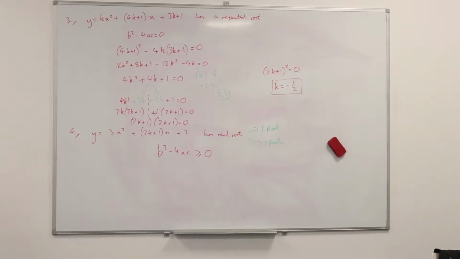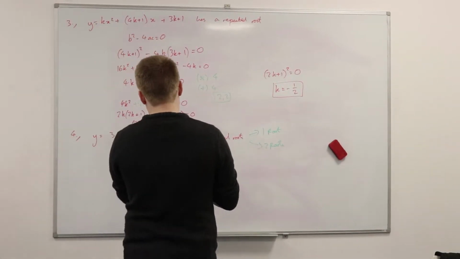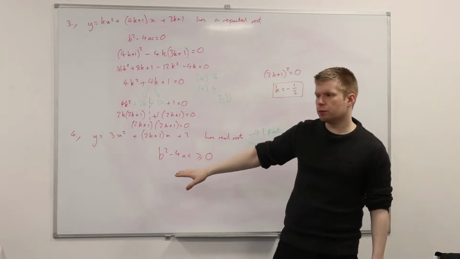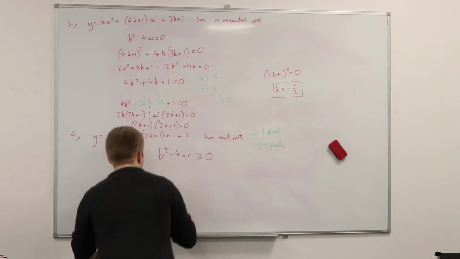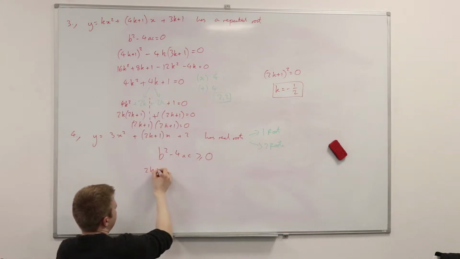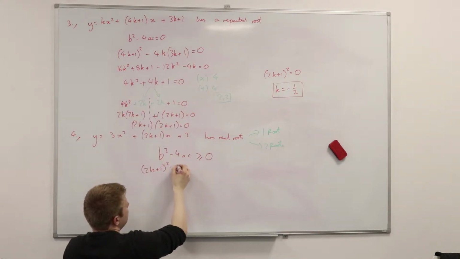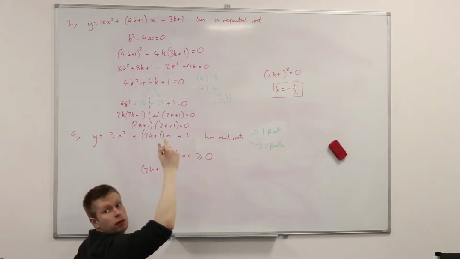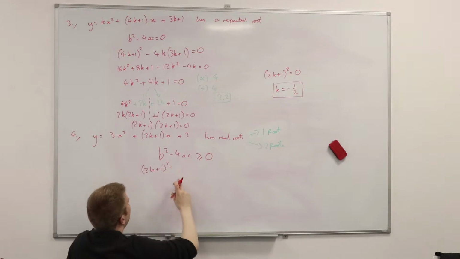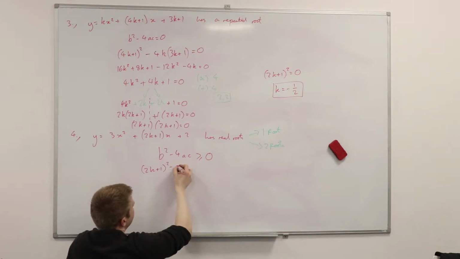Okay, so let's just make sure we have definitely done this and make sure we're clear. So we stick b in. What's b? 2k plus 1. Good. Stick that all in a bracket though. So 2k plus 1 all squared minus 4 times a, which is 3, times c, which is c. What was it? Sorry. 24. Yeah. Greater than or equal to 0.